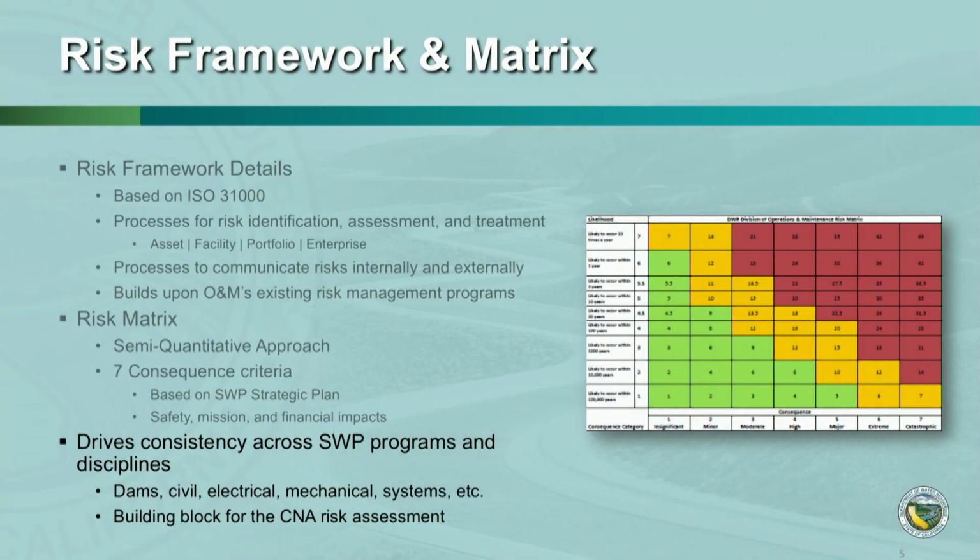And by adaptability, that means giving the different program areas the ability to fine-tune the resolution between the criteria and expand the range as necessary to capture and differentiate the risks that they're looking at that may not fit this 7x7 grid perfectly. But the real benefit of this risk framework is again driving that consistency across programs. So where we're evaluating things in a similar manner, we can compare likelihoods and consequences and risks across the dams, the civil features, the electrical and mechanical systems. And as I think you'll see in the next presentation, it's a building block for the comprehensive needs assessment risk activities.